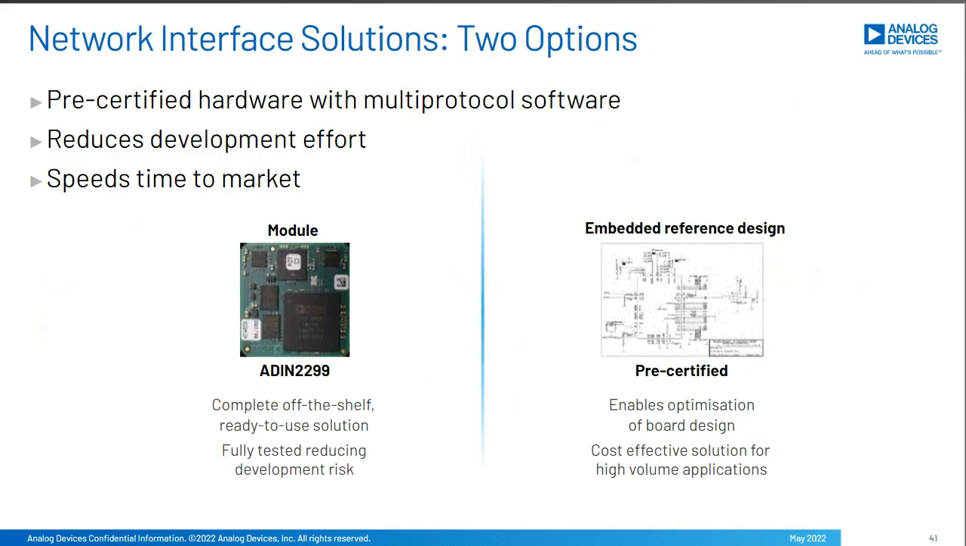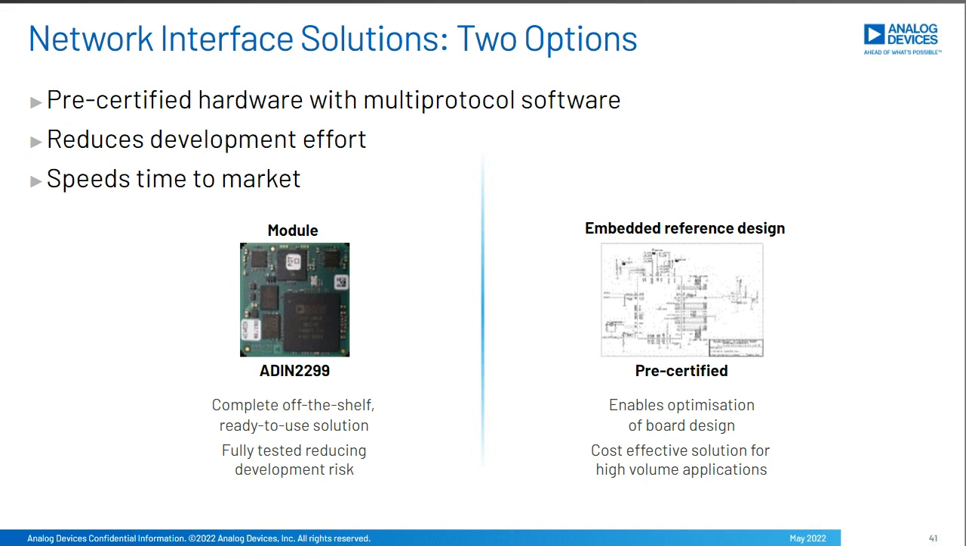And now, the two ways how we can provide this is as a reference design or an off-the-shelf module containing all the hardware needed and ready to be incorporated on your platform. And this is what we call the ADIN2299. So for R&D, you can use the ADIN2299, and then you can use it for production too, or implement the embedded reference design in final production.